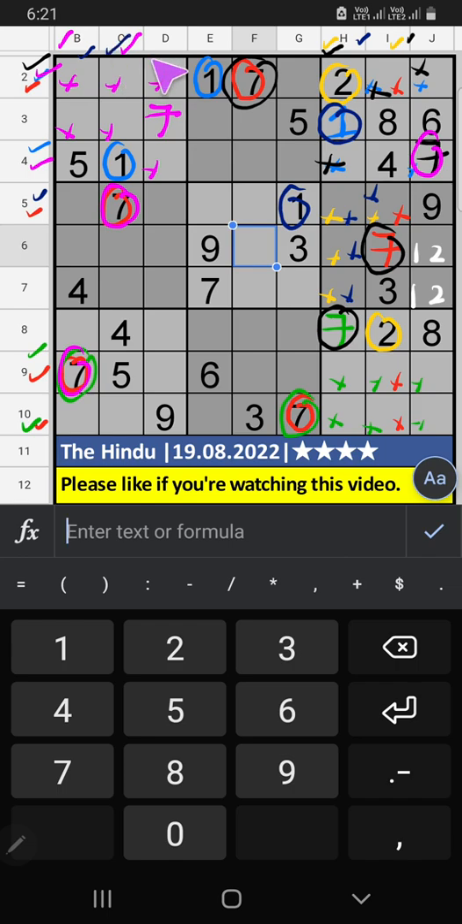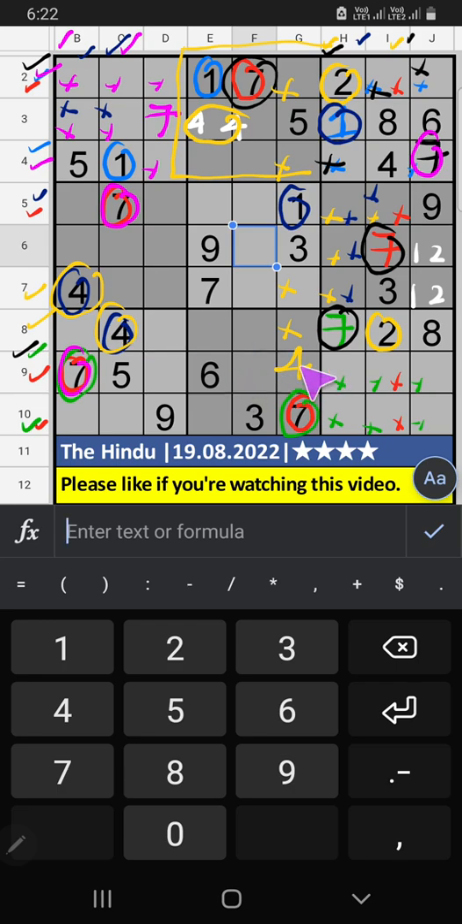Column B, column C, we have 4. So 4 can't come in these cells. 4 will come in one of the cells. We will confirm later. Second grade, we have 4. 7th row and 8th row we have 4. So 4 can't come in these cells. Then 4 is confirmed here.